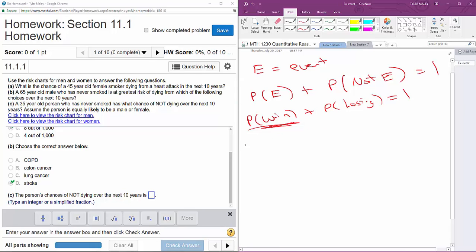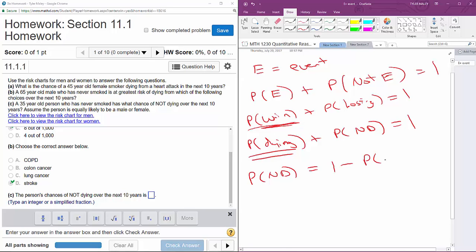This is actually going to be helpful for us in part C because the probability of dying plus the probability of not dying is equal to 1. Our table tells us the probability of dying, so we can figure that out. So the probability of not dying is going to be equal to 1 minus the probability of dying. So this is what we need to figure out.